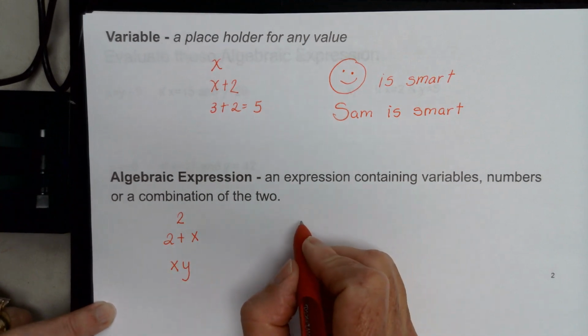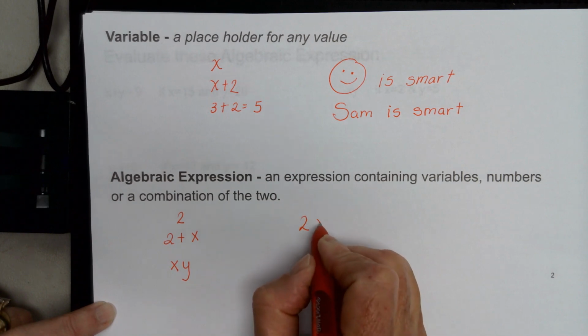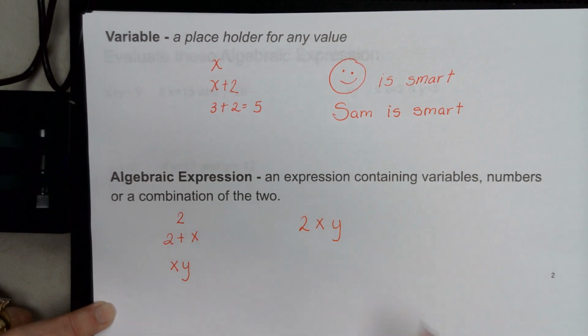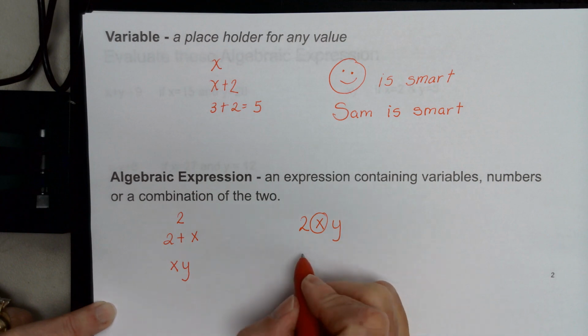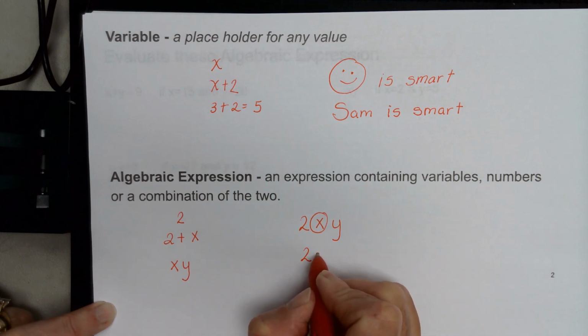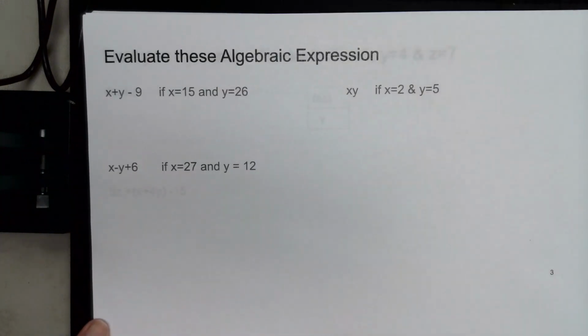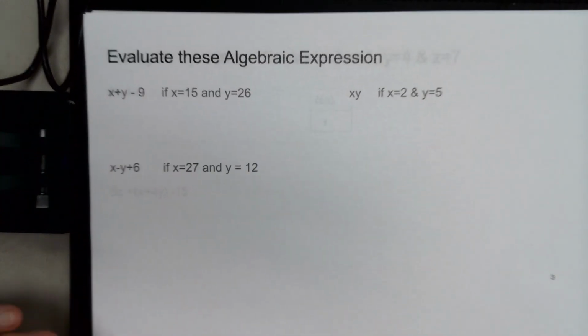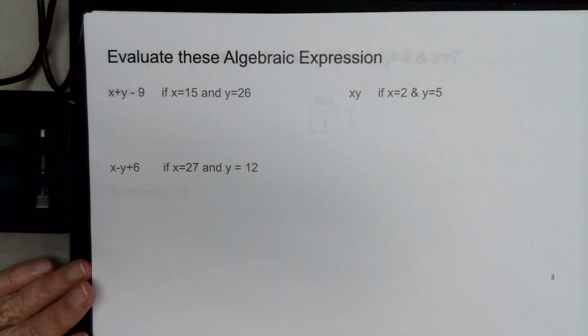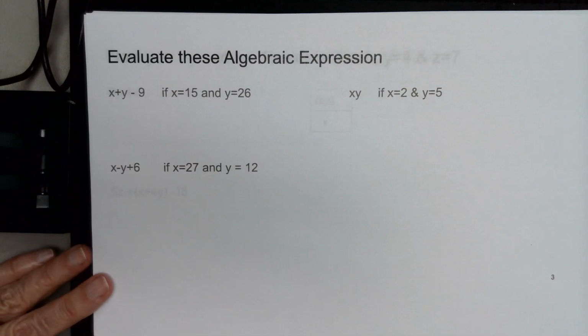Also notice here that we are not going to write 2 x y. Now we're not going to know whether that x is a multiplication sign or another letter. So from this point on, you're going to have to write multiplication as a dot. So that means 2 times y. Now, they can give you the values for x or y or t or whatever your variable is, and then you have to evaluate that expression.